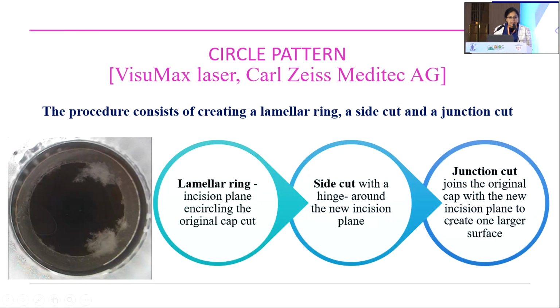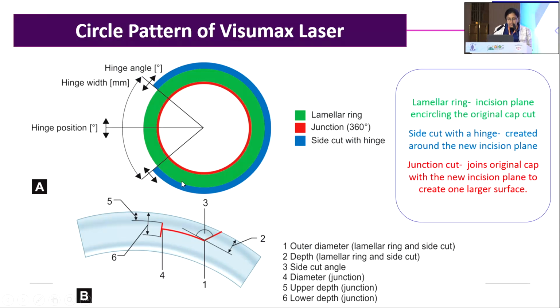So what does the circle pattern consist of? A junction cut, which is the junction between the original SMILE interface and the new flap. A side cut with a hinge which is created around the new incision plane, and a lamellar ring, which is an incision plane encircling the original cap cut at the same depth, but beyond it in circumference. So if you look at a cross section, if this was the original SMILE interface where my arrow is, this is the junction cut that is joining this new lamellar plane to the interface through a side cut through the external cornea.